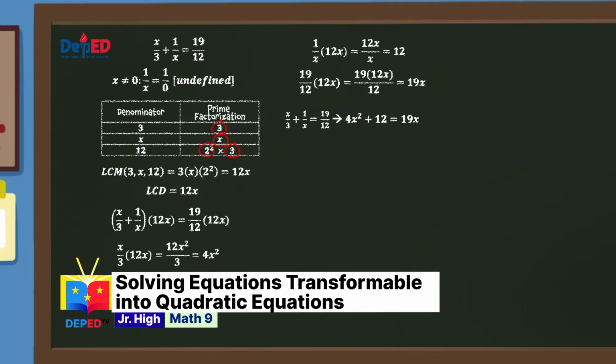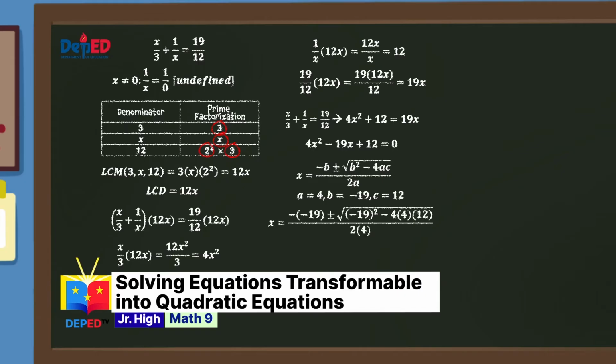Written in standard form, the equation must look like this. Let's use the quadratic formula to solve this derived quadratic equation. In the equation, a is 4, b is negative 19, and c is 12. X equals the negative of negative 19 plus or minus the square root of the expression square of negative 19 minus 4 times 12 all over 2 times 4.